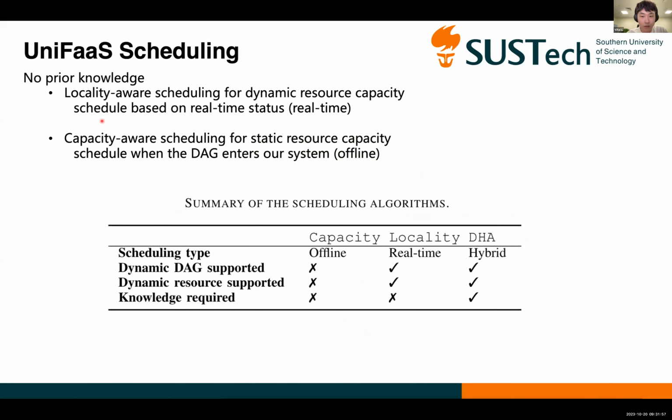If there is no historical knowledge, users can employ a locality-aware or capacity-aware scheduling algorithm. Due to the time limitation, I will not dive into the details of these algorithms. The major difference between them is the scheduling type. Capacity is a kind of offline scheduling, and locality is a real-time one.